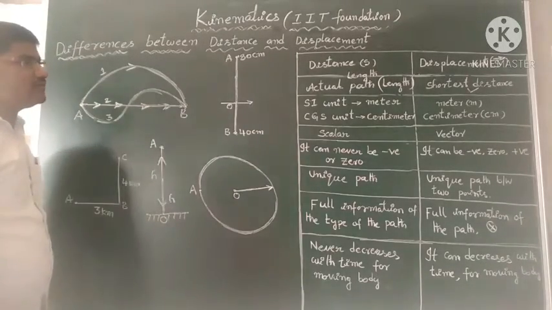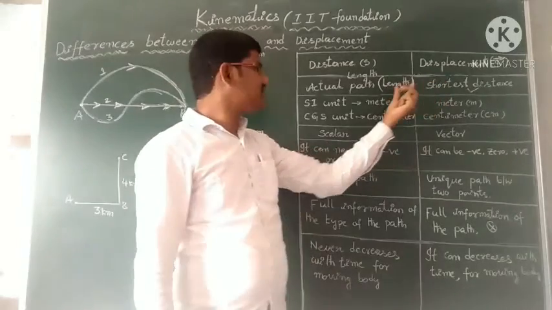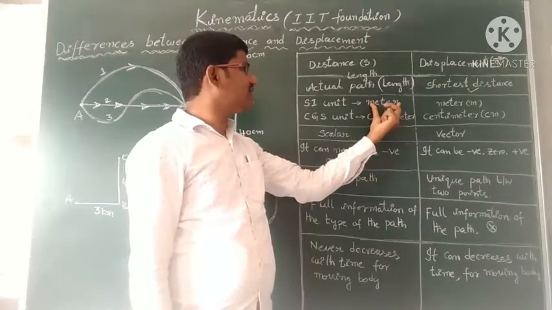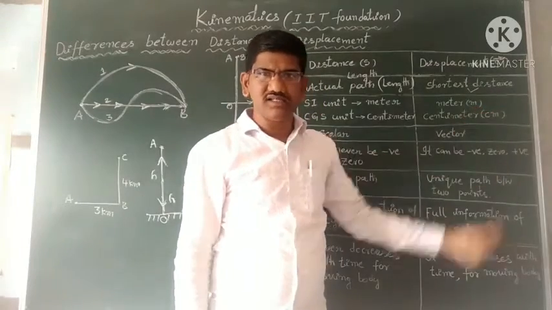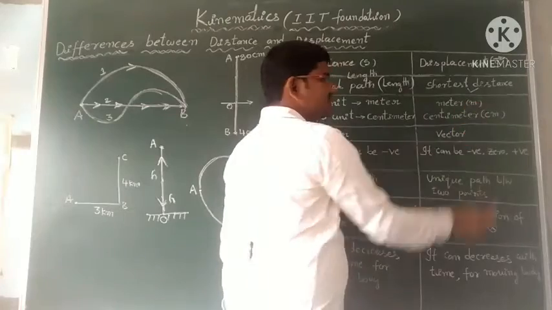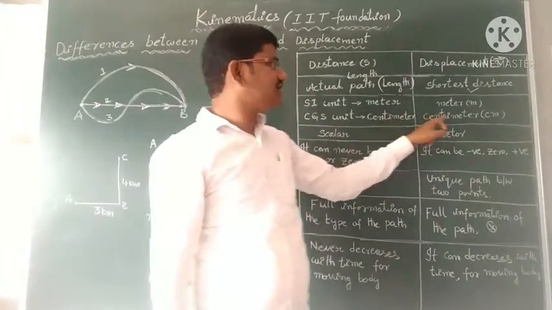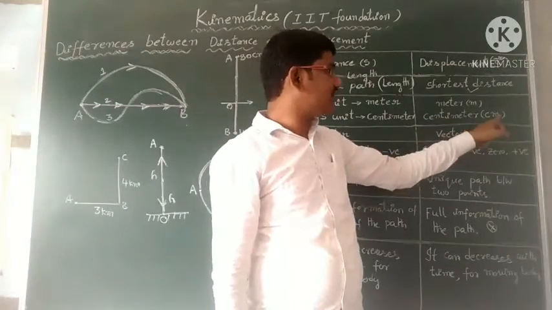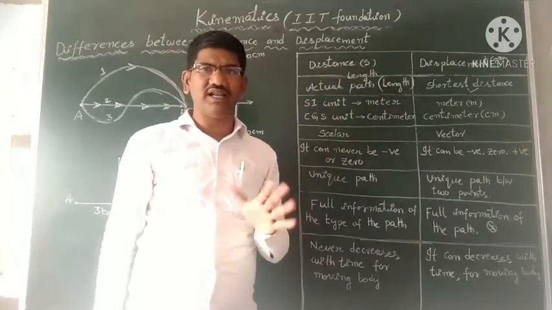Now see, both are lengths only. The SI unit of length is meter, so the SI unit here is also meter, and the symbol for meter is m. The CGS unit is centimeter. Here also the CGS unit is centimeter, written as cm. And see, distance has no direction.